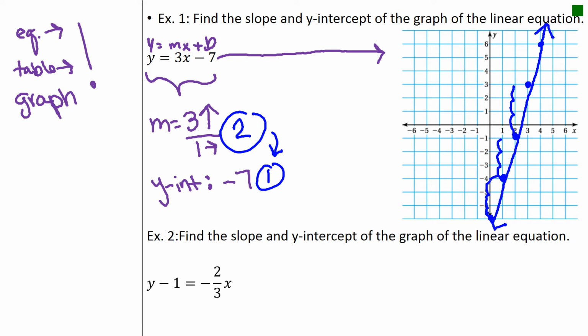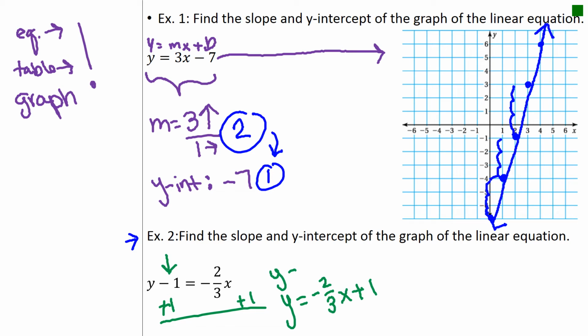Example 2, I'm going to be putting on the same graph. You can do that in your notes as well. So the first thing that we want to do is get it into y equals mx plus b format. Example 2 is different, because we have y minus 1, and we need to get rid of this minus 1. How do we undo subtraction? We undo subtraction with addition. So add 1 to both sides. Now we'll have y equals -2/3 x plus 1. Does that look like y equals mx plus b? Yep, it does. Now we're ready to identify our slope.